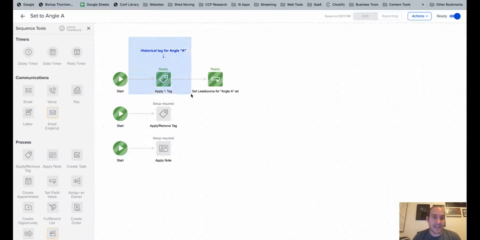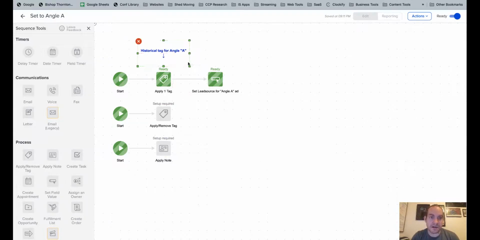I have a tag to indicate the history that they went through that particular sequence. Doubling up on that, I have a lead source getting set to that particular angle, in this case angle A as well. And then I'm also applying a note to indicate that they dropped in from that particular angle. Now, this might sound a little redundant, having all three things to track that, but they each serve a different purpose.